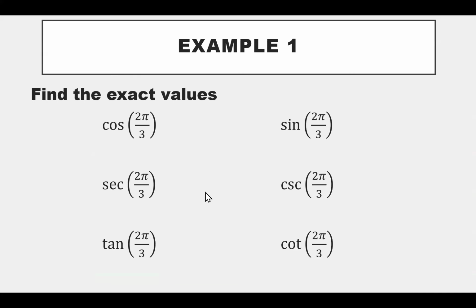So let's take a look at example 1. We're going to ask for cosine of 2 pi over 3, and then sine of 2 pi over 3, and then secant of 2 pi over 3, and then cosecant of 2 pi over 3, tangent of 2 pi over 3, and cotangent of 2 pi over 3. So we're going to find the exact values of all 6 of these trig functions with argument 2 pi over 3. Again, we're using radians here.